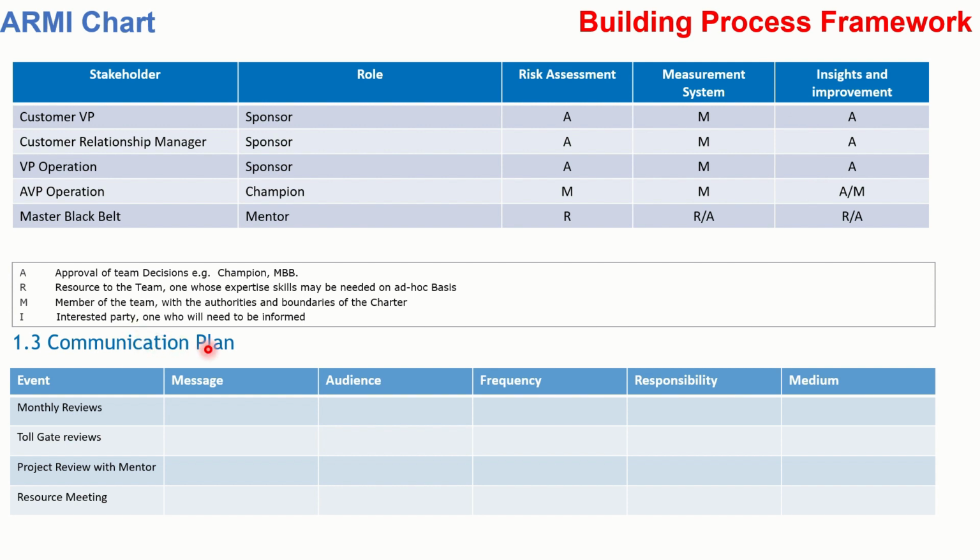In any BPMS project, communication plan should be clearly defined. Monthly reviews will happen, tollgate reviews will happen, project review with mentor will happen, and resource meetings will happen. What is their frequency? What is the message which is going? Who all will be the audience? Whose responsibility is this to arrange these meetings? And what is the medium? Medium means whether it is a face-to-face meeting or on a call meeting, what kind of meeting it is.